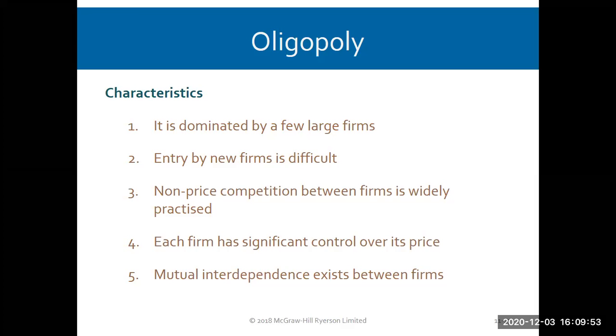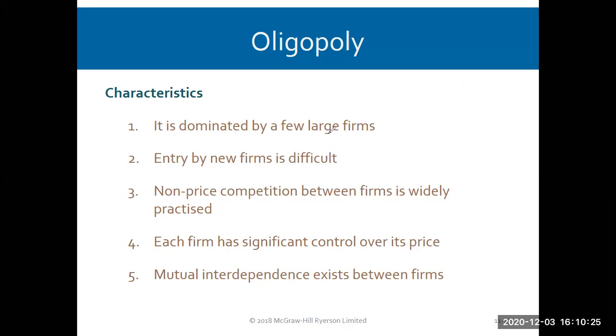So as we look at the characteristics of oligopoly, we're going to compare them to monopolistic competition, as well as perfect competition, as well as monopoly. And that will help distinguish and differentiate just what oligopoly is. So first and foremost, oligopoly is dominated by a few large firms, not many firms like monopolistic competition, but just a few large ones. High concentration ratios in oligopolistic industries.